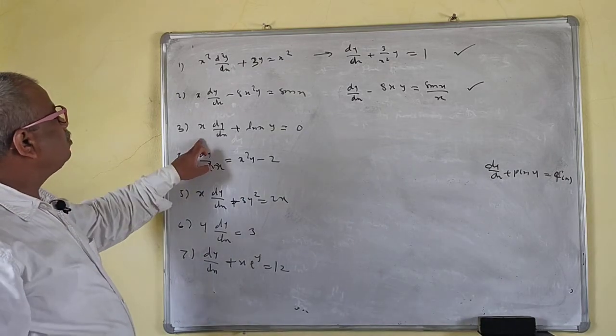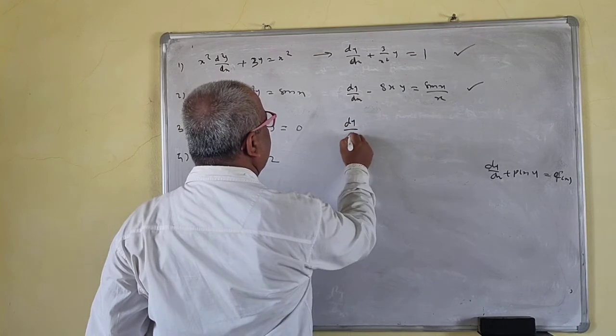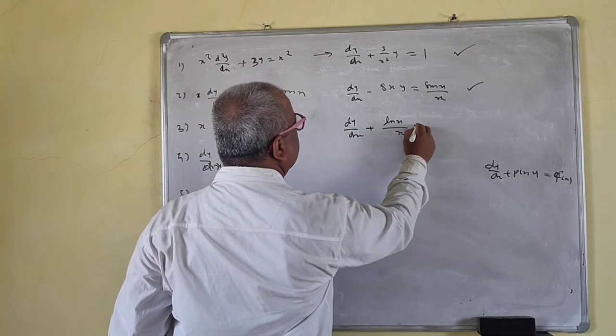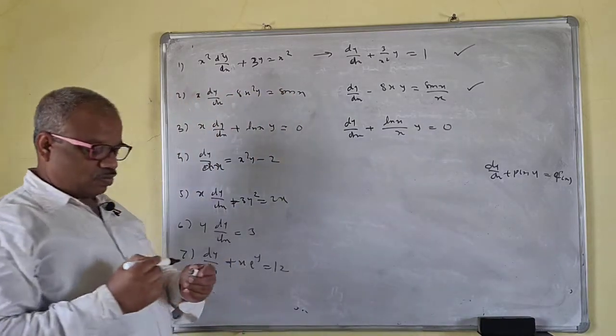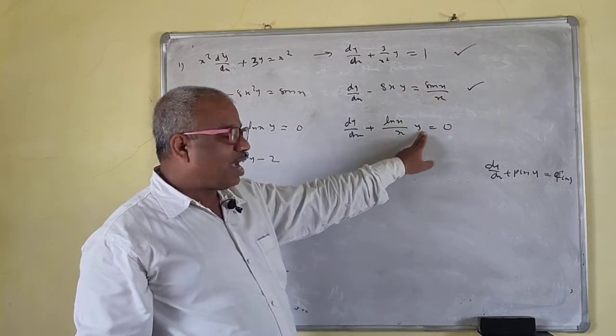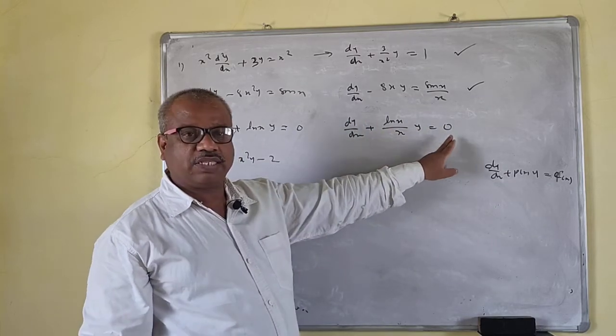Now what about this one? Here you don't want x, so I can write dy/dx plus ln x upon x times y is equal to 0. So your constant f of x is 0 here. This is of the form dy/dx plus p of x times y is equal to f of x.